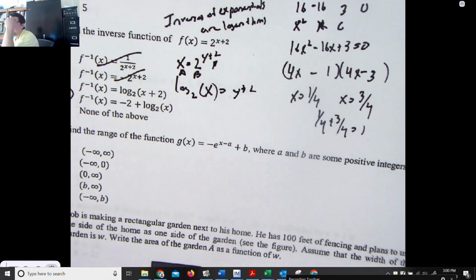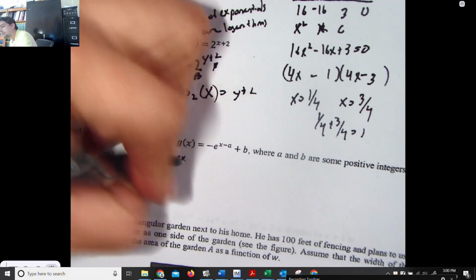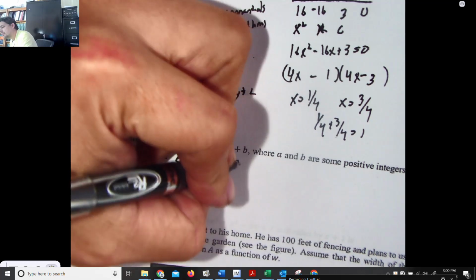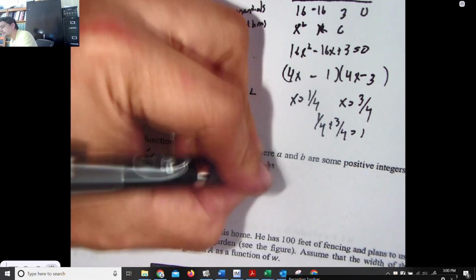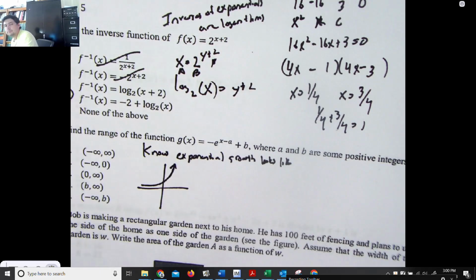Find the range of the function g of x is negative e to the x minus a plus b, where a and b are positive integers. All right. And you don't have a calculator, which really sucks. What you have to know is that exponential growth looks like that. That's what it looks like.